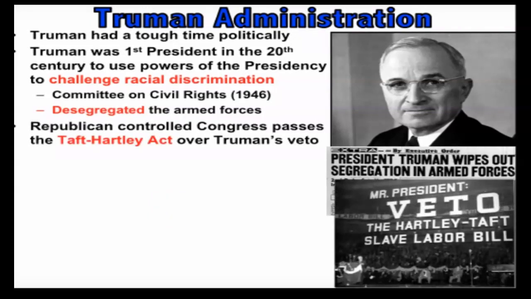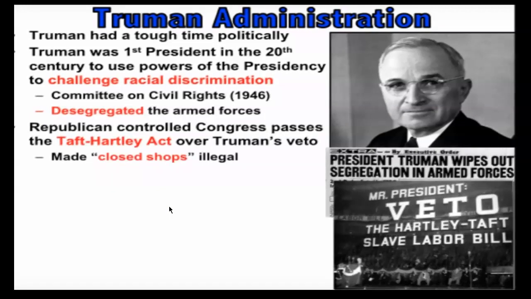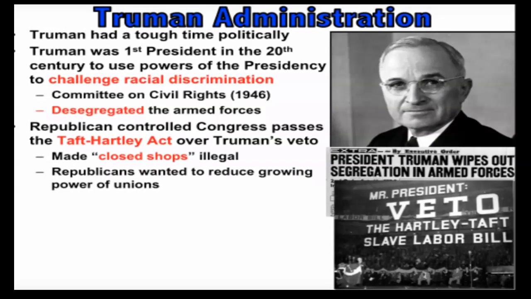He vetoed what was known as the Taft-Hartley Act, but it was overridden by the Republican-controlled Congress. And this essentially was an act that squashed labor rights. It really slowed all the gains that the labor movement had made up until 1946 and '47. It made closed shops illegal. And Republicans at this time wanted to reduce the growing power of unions. So think of the Taft-Hartley Act as a bill that was designed to put a stop, or at least prevent any more gains made by the labor movement.